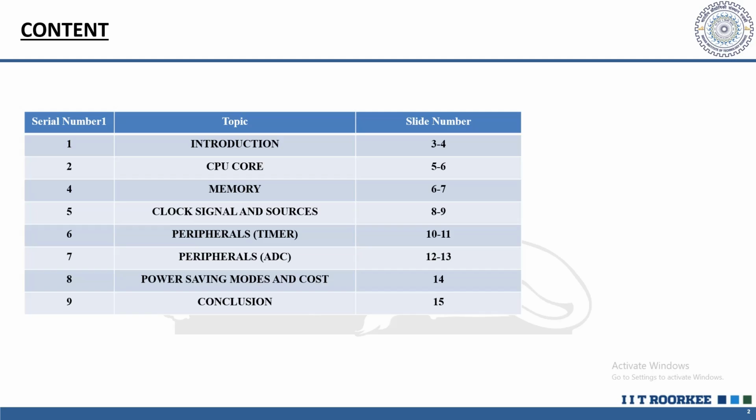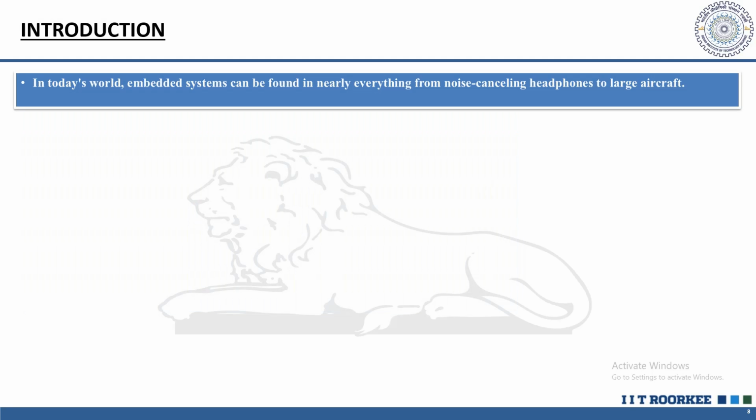First, I will introduce what the topic is. Then the comparison will be made on the following criteria, that is the CPU core, memory, clock signal and sources, peripherals. In the peripherals, timer and etc. will be covered, and then power saving modes and cost, and finally the conclusion.